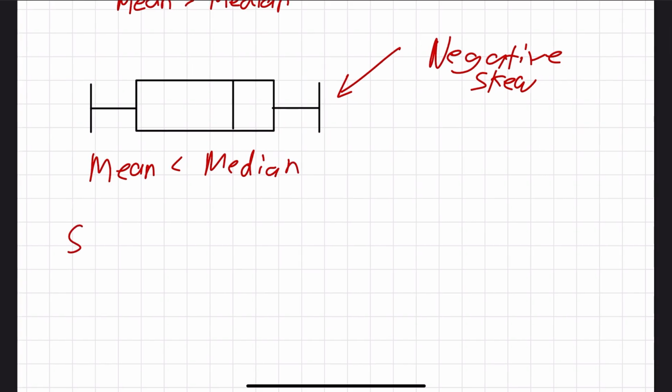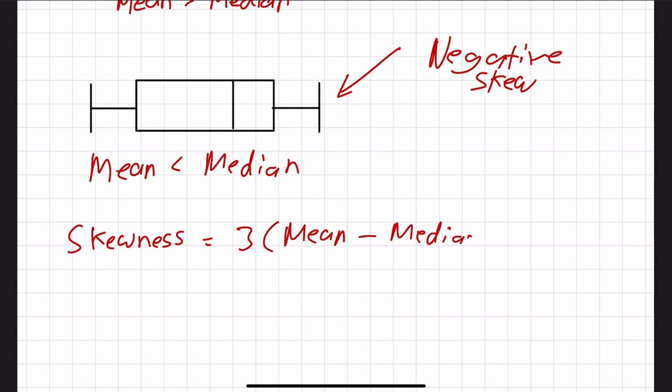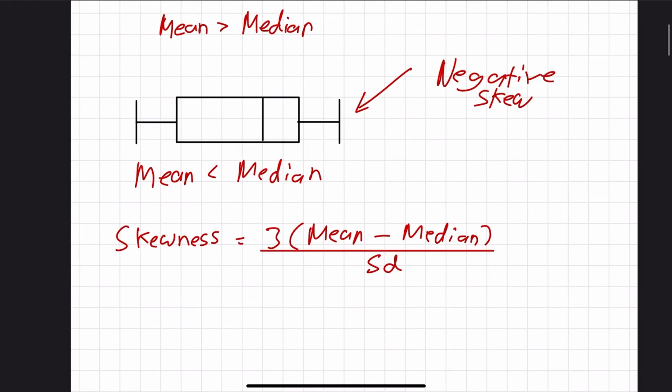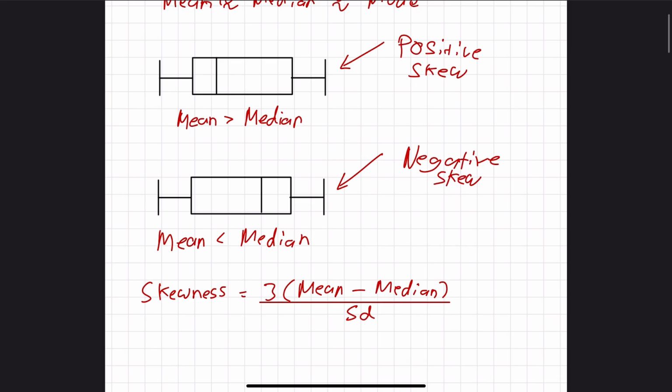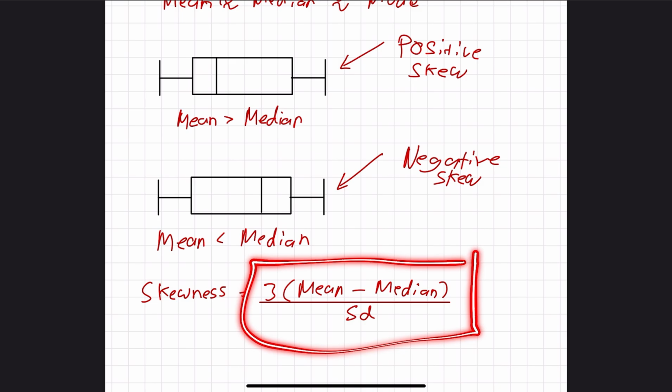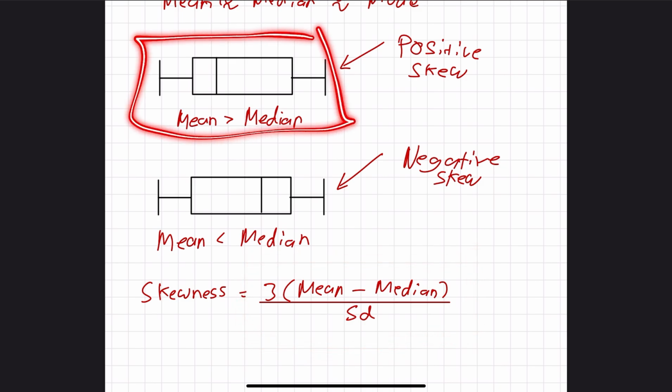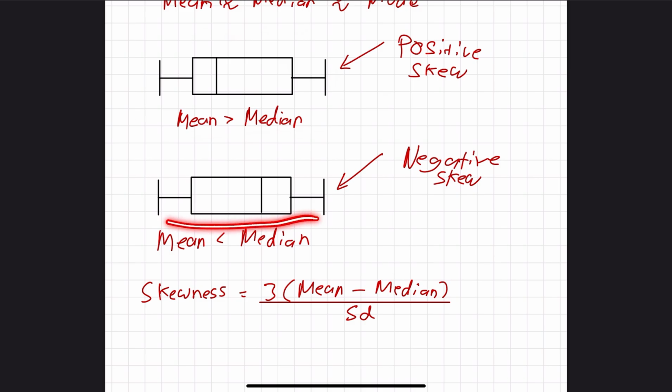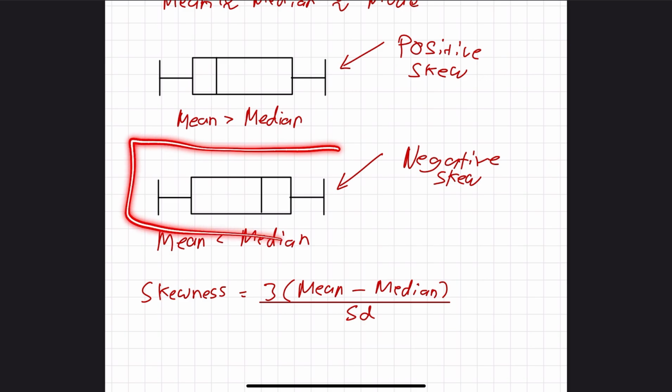And the formula for skewness is 3 times your mean minus your median over your standard deviation. So obviously, if your mean is greater than your median, then this number will be positive, so you would have a positive skew. If your mean is less than your median, then this number would be negative, which is why you'd have negative skew.